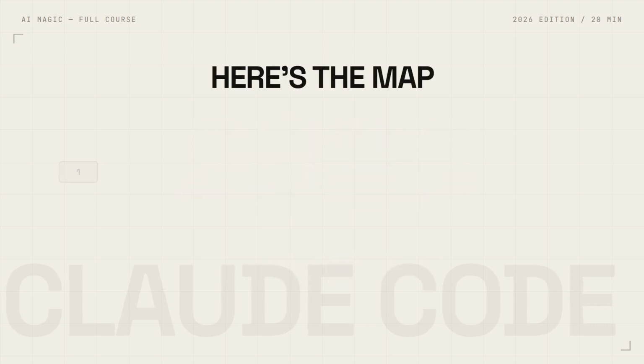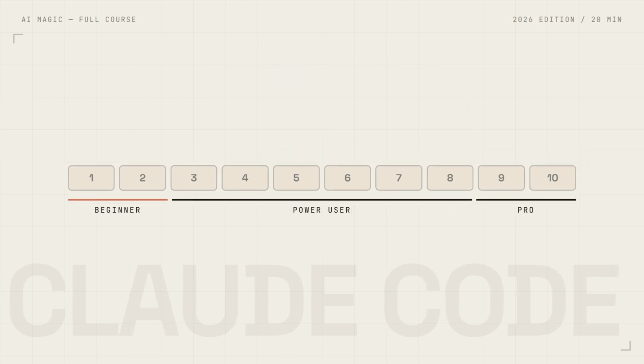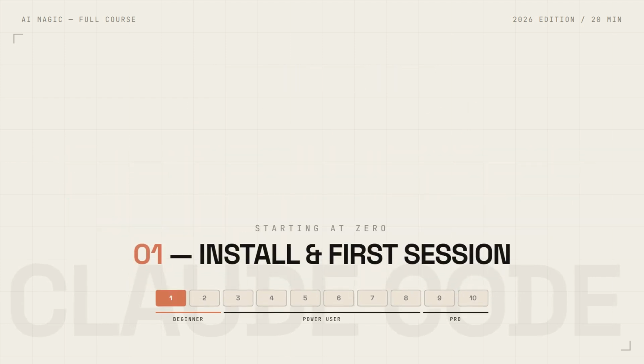Here's the map: 3 levels. Beginner, Power User, Pro, 10 chapters, and everyone builds on the last. Let's start at 0, getting Claude Code on your machine.